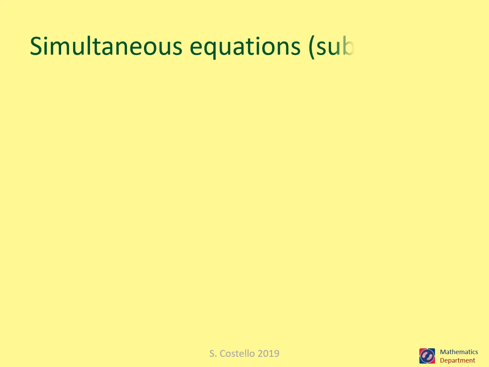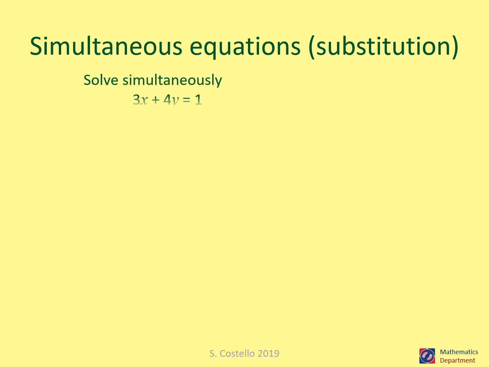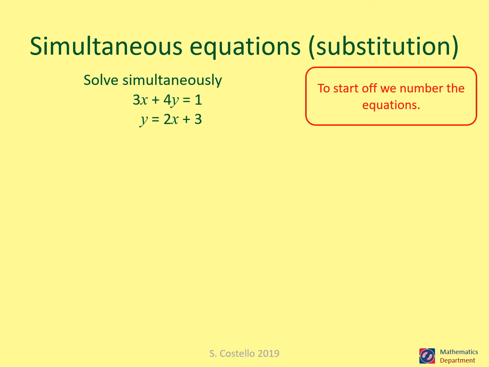Right, simultaneous equations, substitution. So another method we can use to solve simultaneous equations. So solve simultaneously 3x plus 4y equals 1 and y equals 2x. Now we're going to start by numbering off the equations. So we've got equation 1 and equation 2.